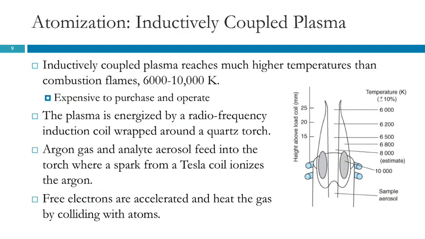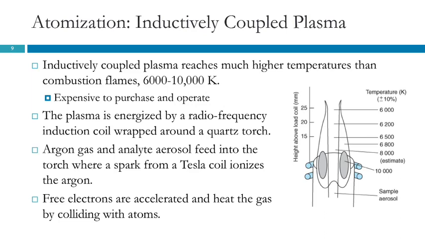Another type of instrument uses inductively coupled plasma. So plasma is that mysterious fourth state of matter we don't talk about in general chem. Here, instead of using a flame or a furnace, we're using a plasma, and the plasma is going to get much higher temperatures, 6,000 to 10,000 Kelvin. So this is just crazy hot. As you can imagine, an ICP instrument is going to be more expensive to purchase. It'll also be more expensive to operate.